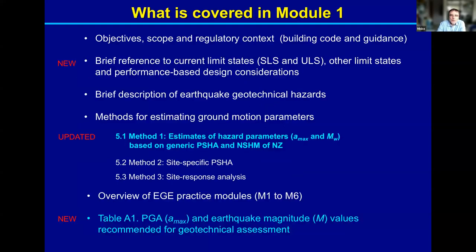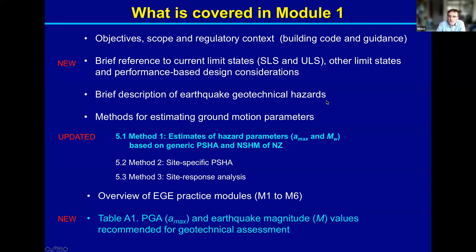So what is covered in Module 1? There is a brief discussion around objectives, scope, and regulatory context around the building code and guidance. Mike Stannard contributed to that part in particular. Then there is a new section discussing current limit states that are used in design, SLS and ULS in particular, but then the importance of considering other limit states, especially in the context of performance-based design. I think that is a nice addition to Module 1, which provides some wider design perspective for the use of geotechnical parameters in the assessment and design.